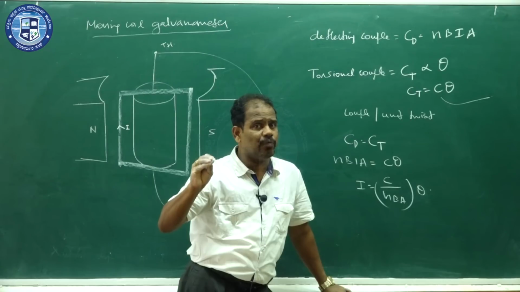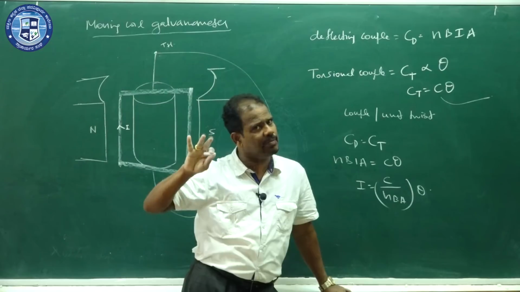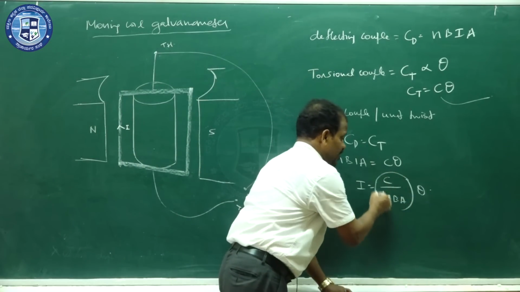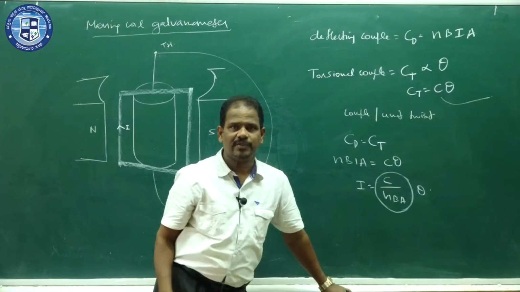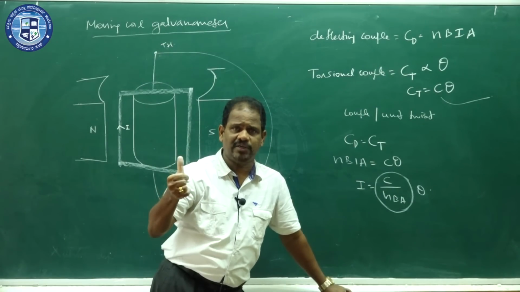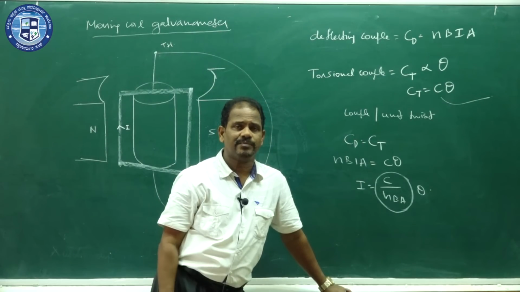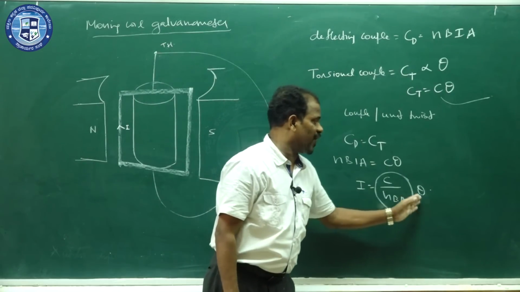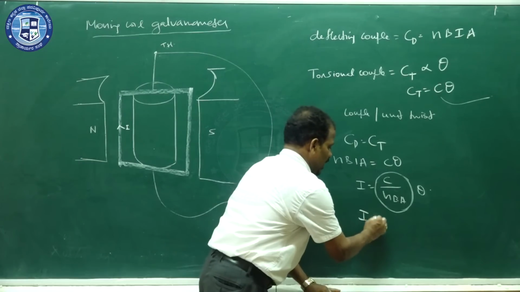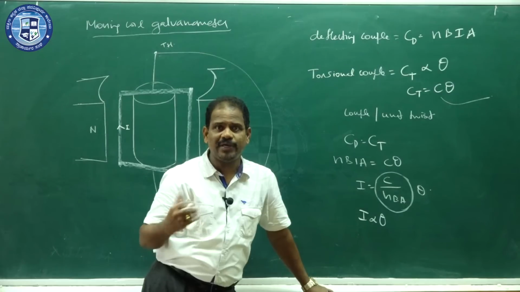For a given moving coil galvanometer, already constructed, all these are constant. C, the couple per unit twist of the wire, is constant. The number of turns in the coil is fixed. B, the magnetic field, is constant. A, the area of the coil, is constant. Only these two factors change. Therefore, I and theta are directly proportional. And this is what we wanted.